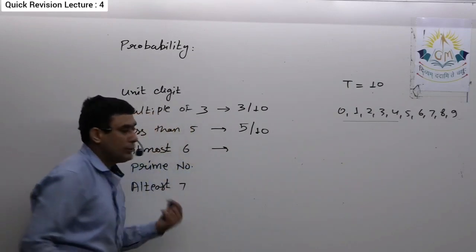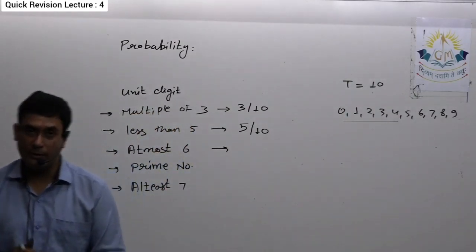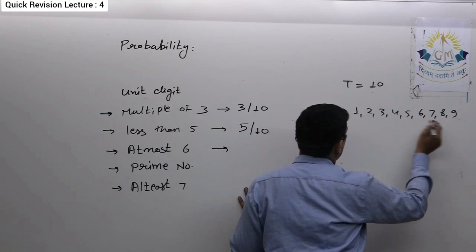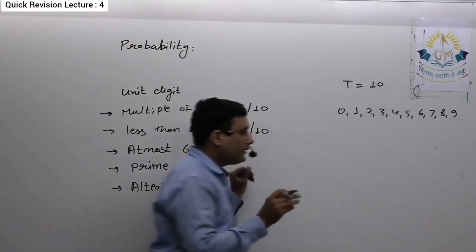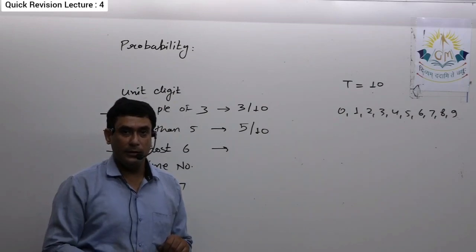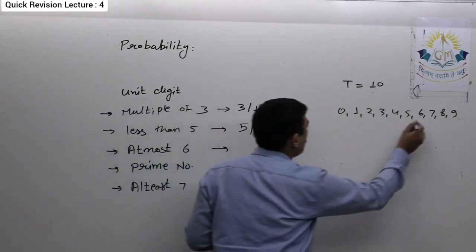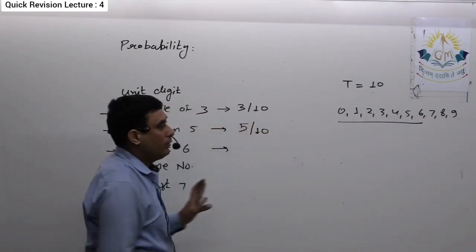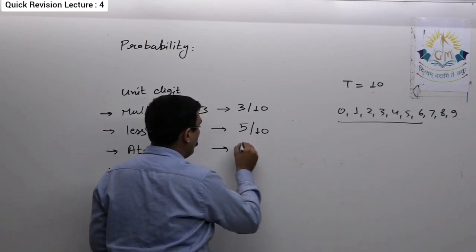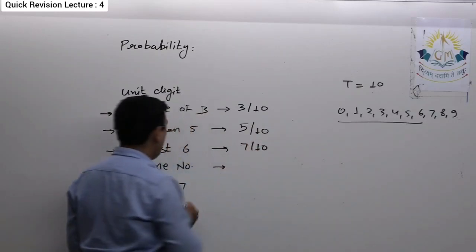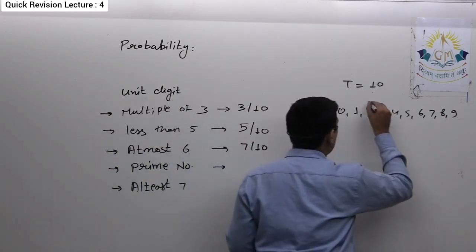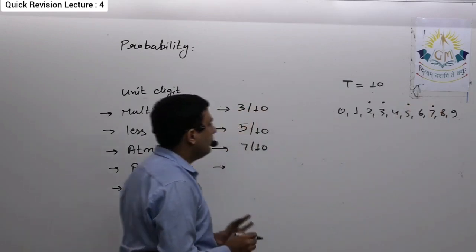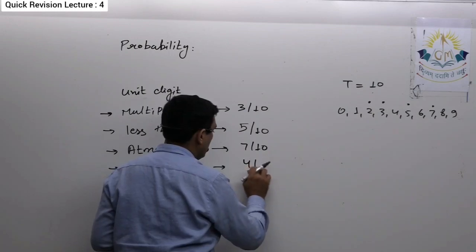Now at most 6, that means at the max it should be 6, not more than 6. At most means either 6 or less than 6, isn't it? That means leaving these 3 behind, remaining all. So out of 10, if we skip 3, 7 upon 10. Prime number: now among these you have to find the prime numbers. 2 is a prime, 3 is a prime, 5 is a prime, 7 is a prime. That's it. That is 4 upon 10.